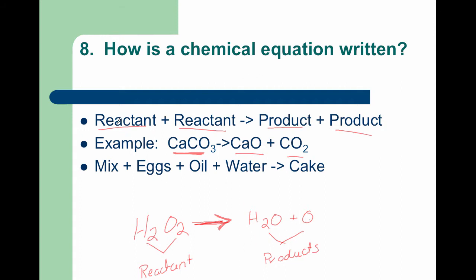So my chemical equation, the standard formula is reactant plus reactant yields product plus product, but it can be written reactant plus reactant plus reactant plus reactant yields 1 product, or reactant yields product plus product. So you can see it in multiple different ways. This is just the standard formula.